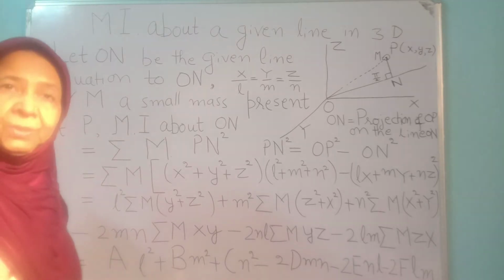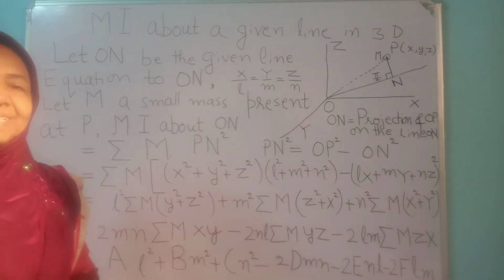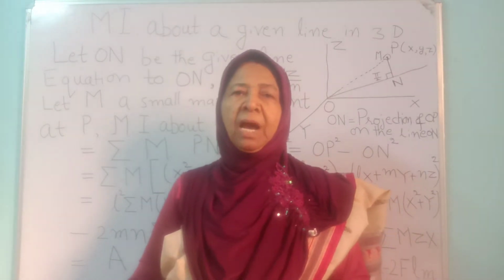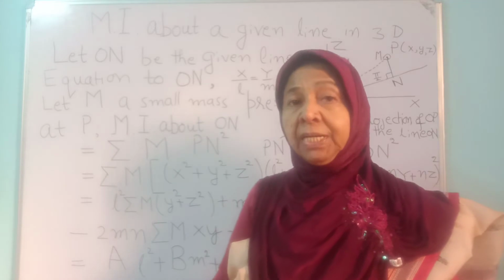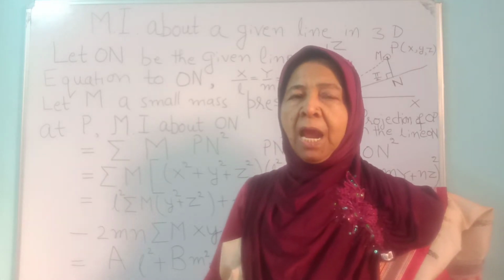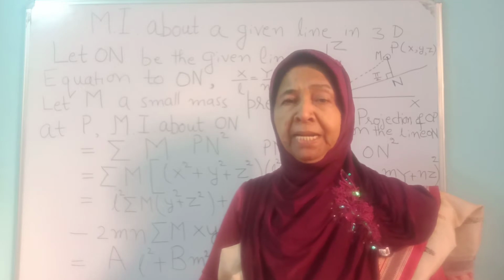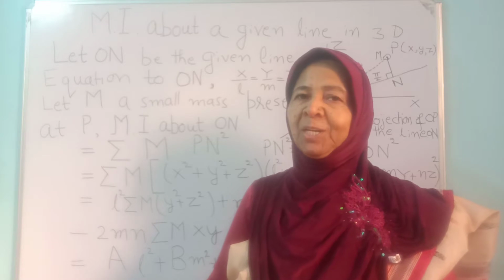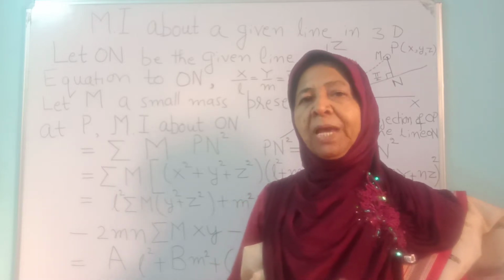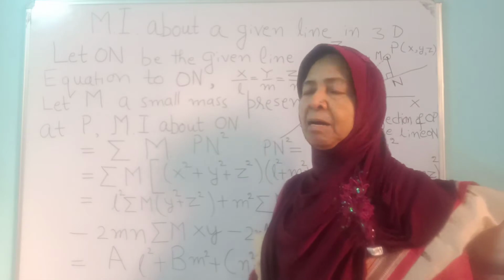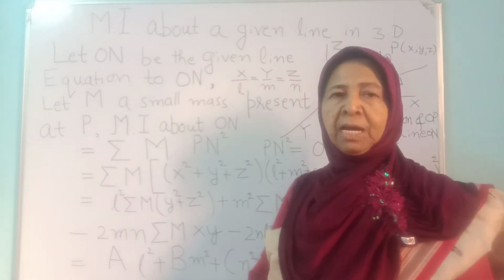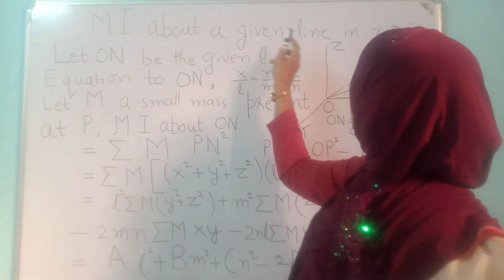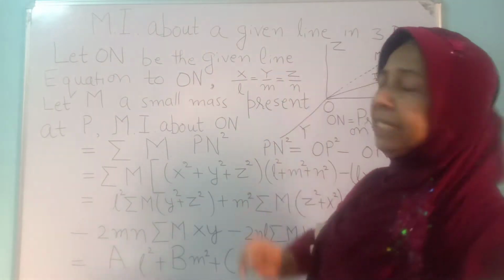Now, today's task is known to you. Today we are going to find the moment of inertia of a three-dimensional body about a given line which passes through the origin. Okay. So this is our problem which we are going to use in the coming lectures. So this is the article, our target today. So moment of inertia about a given line in 3D.